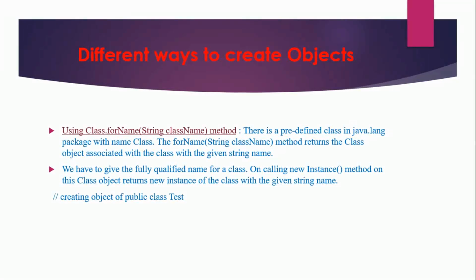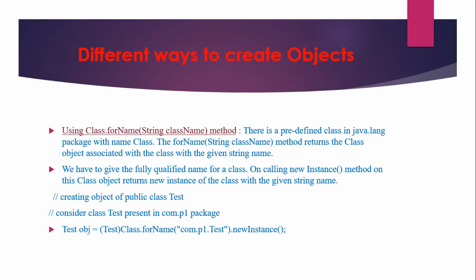Creating object of public class Test. Consider class Test present in the com.p1 package. So we can use it by: Test object is equal to Test class.forName and the name of the class, that is com.p1.Test, newInstance. In this method we can also create the object. Test is the class name, Class.forName is the method name, com.p1 is the package name and .Test is a class name, and newInstance is used to create the object.